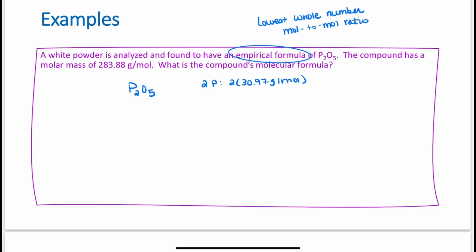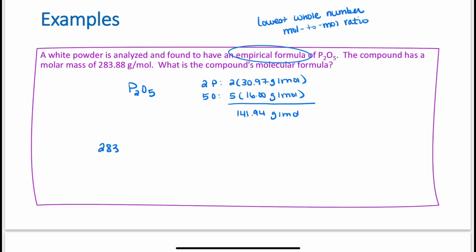30.97 grams per mole, 5 oxygen, 5 times 16.00 grams per mole, and when I add this up, I get a total mass here of 141.94 grams per mole. I see the actual molecular formula, the overall compound, has a molar mass of 283.88 grams per mole. So clearly bigger than what I'm looking at.